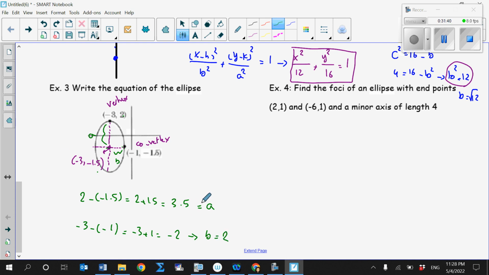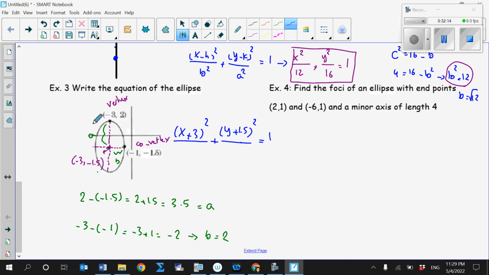Okay, so we found a and b. We also have the center, so we have everything to write the equation. It's going to be x minus h, which is -3. X minus -3 is +3, squared. And then y minus k, minus -1.5, will be +1.5, squared, equal to 1.